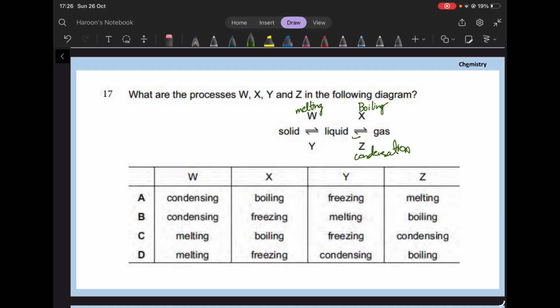And lastly, we have liquid to solid. This would be freezing or solidification, freezing. Let's have a look at the correct option. That shows this, C. See, you need to see these columns as well, headings.